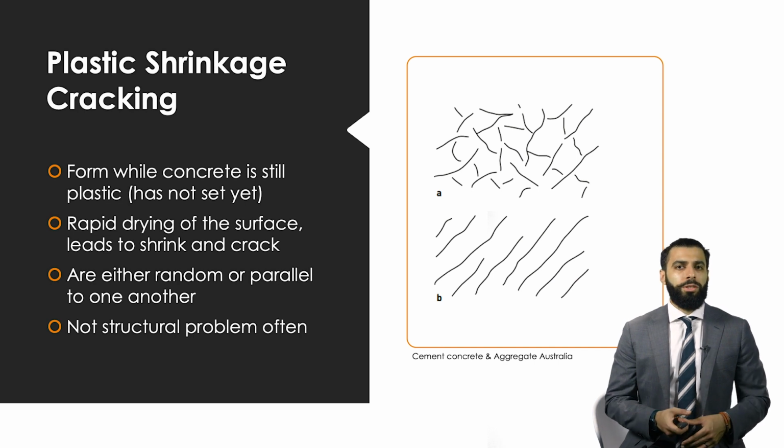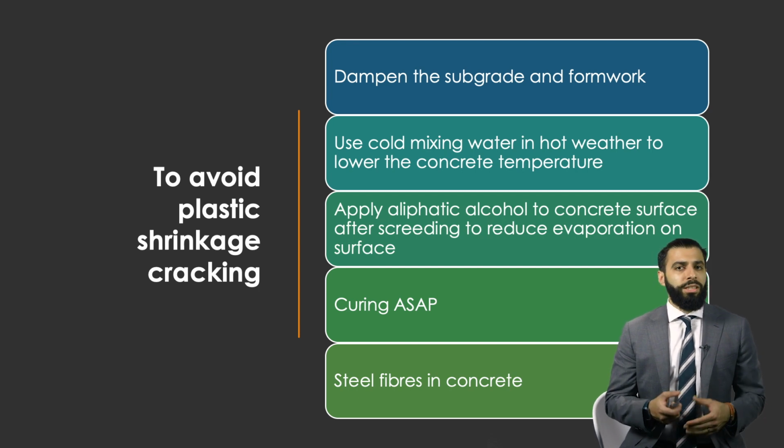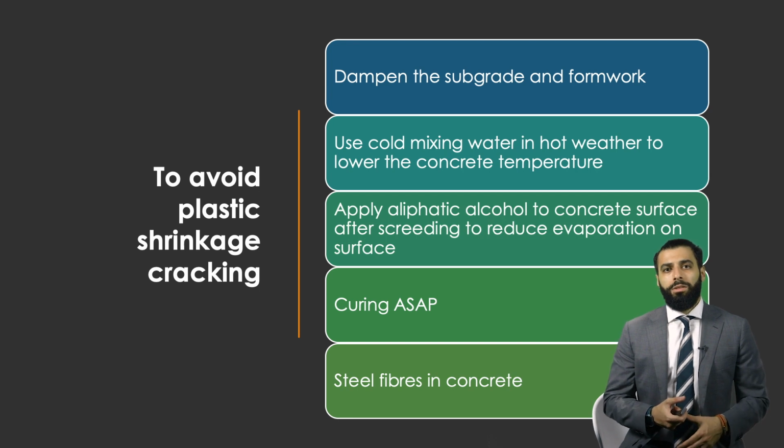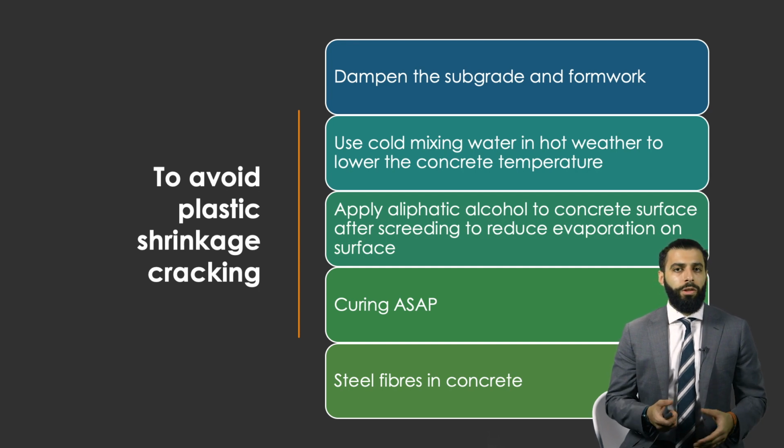Now, points that you should consider in order to avoid plastic shrinkage from taking place. Plastic shrinkage cracking will be reduced if you dampen the subgrade or the formwork when you're pouring. If you use cold water as well in your concrete mix, especially in hot climates, that would help. Aliphatic alcohol can be applied to the concrete surface after screeding, and that's to reduce the evaporation of surface water.